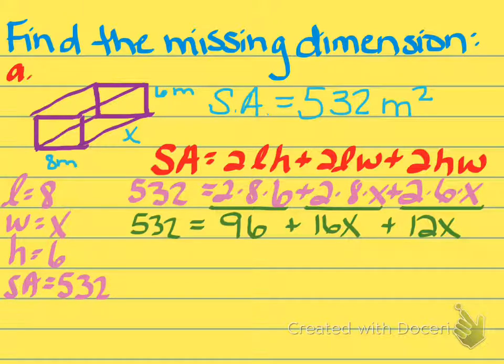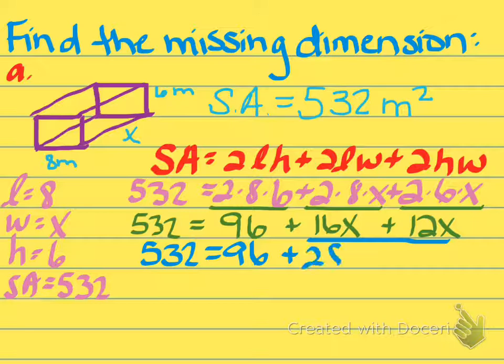Now again, we have some things we can combine, so we need to get that done. We can put together our X's. All right, so we still bring down our 532 and our 96, but we can put together 16 X's and 12 X's to get 28 X's. So now here's my two-step equation.